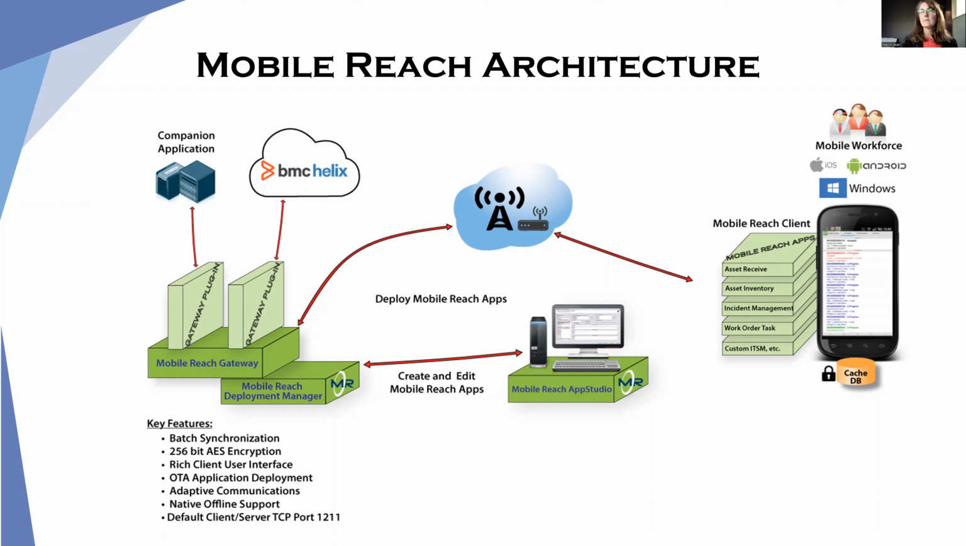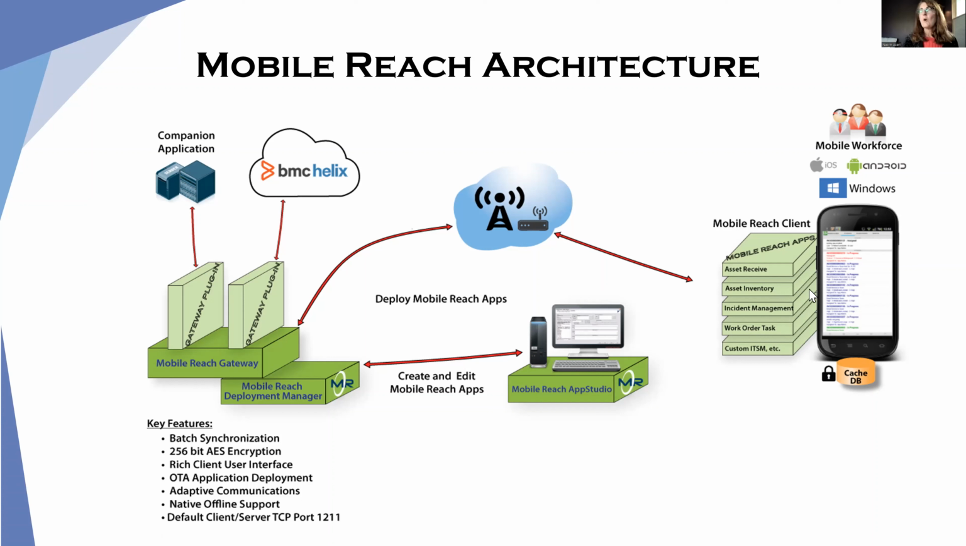So the applets that you build within the App Studio is where you actually build the Mobile Reach apps, or our applets. And those applets get pushed to the mobile devices. And this is kind of what they look like. You might have one for asset receive, inventory, incident management. You might have a suite of applets, and those run inside the Mobile Reach app, which gets loaded onto your device. And that app itself can be either in an app store or could be distributed internally to your environment by your mobile device management software.